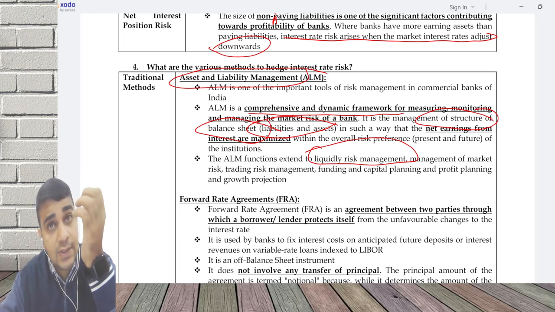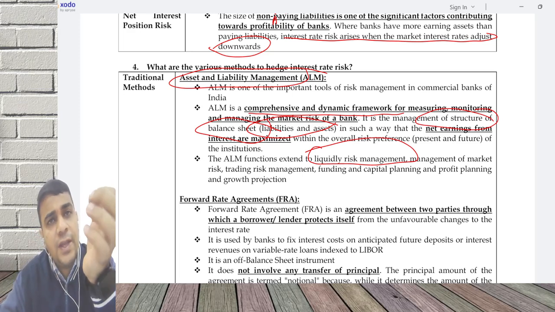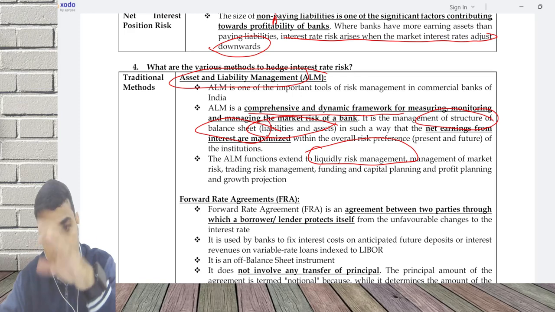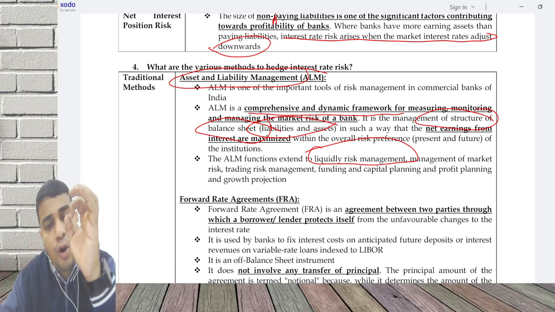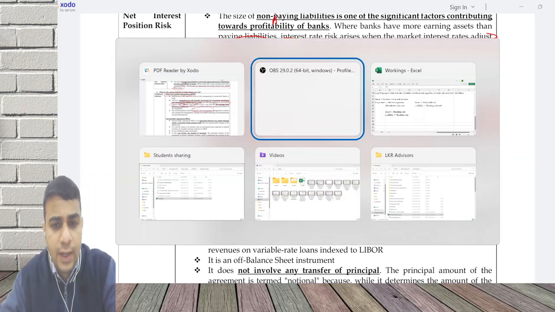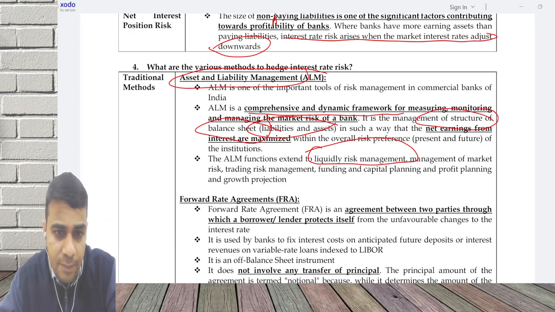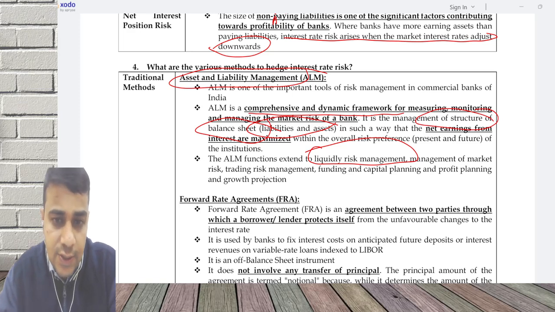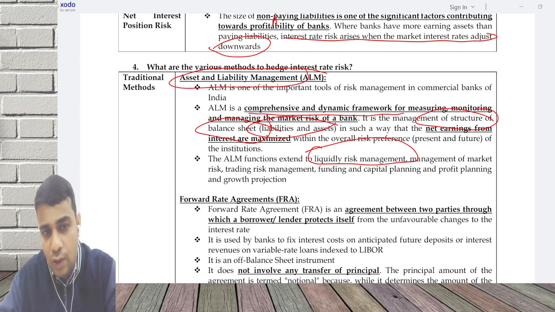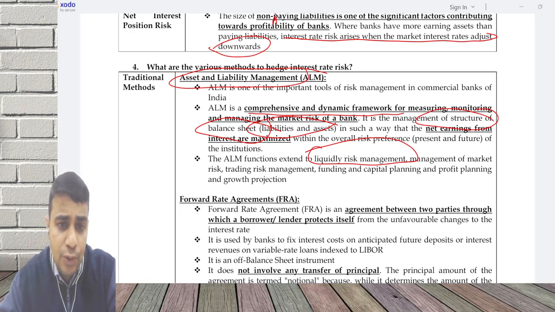Forward rate agreement, FRA, is a tool to fix the future interest rate. FRA is a tool where a borrower or lender can protect itself from unfavorable changes in the interest rate. The borrower or lender can fix the future interest rate. We have seen this when we were solving problems in the interest rate area. FRA as a tool can be used by normal borrowers. It can also be used by the bank.